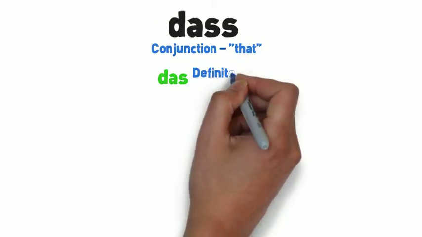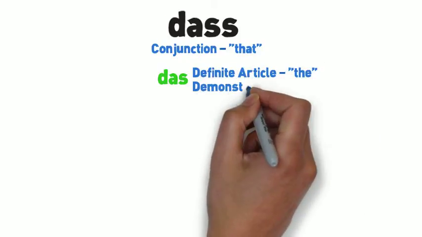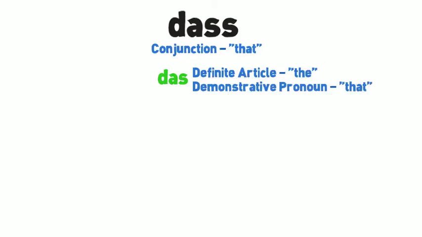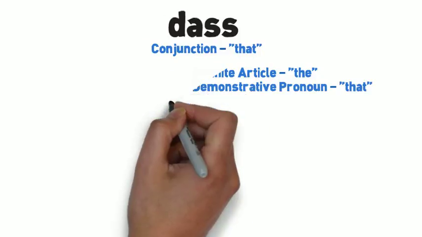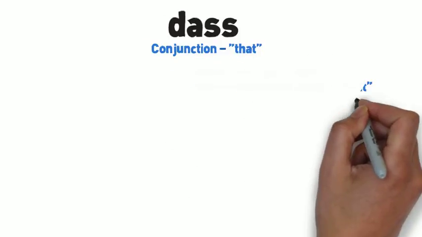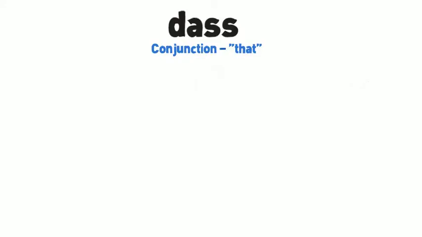And to make matters worse, das with one S can sometimes mean the when it's used as a definite article. But also, get this, it can also mean that when used as a demonstrative pronoun, as in Wer ist das? Or Das ist ein Problem. That's not the that we want today, so let's get rid of that.